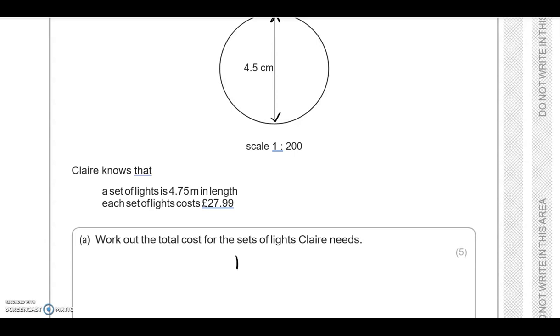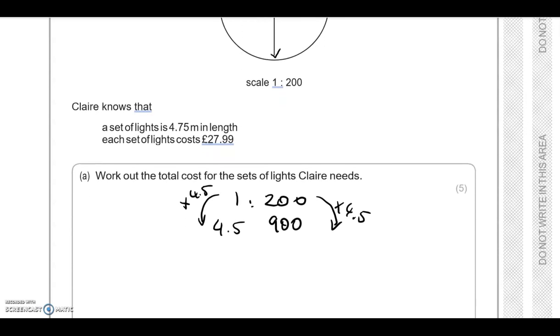First step is to use a scale to work out the diameter on the ground. So we multiplied by 4.5 to get 4.5. So we're going to do the same on the other side. So 200 times 4.5, that gives us 900 centimeters. So we can convert that into meters now. We know that 1 meter is equal to 100 centimeters. So 900 centimeters will be equal to 9 meters.